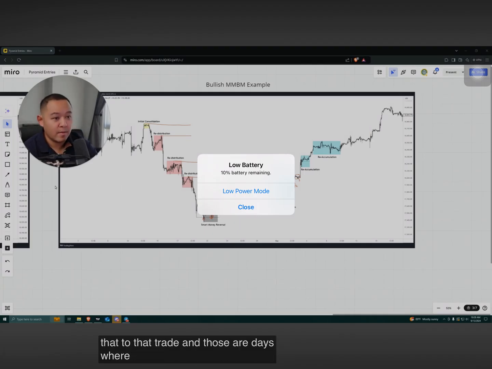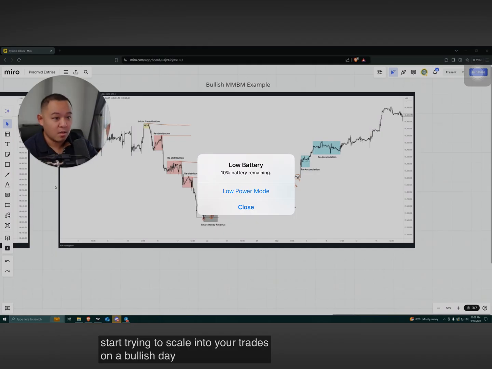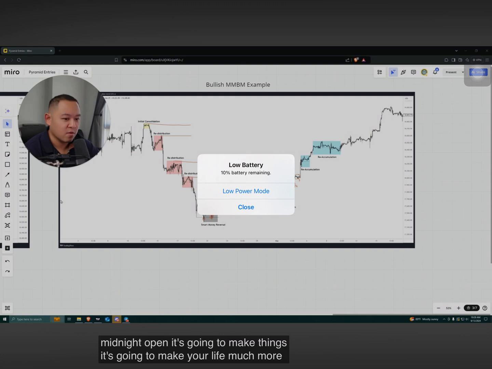And those are days where maybe you want to just avoid trading entirely, or you want to just stick to one entry, a low risk entry, and just playing one position. Because if you start trying to scale into your trades on a bullish day while we're above the midnight open, it's going to make your life much more difficult.